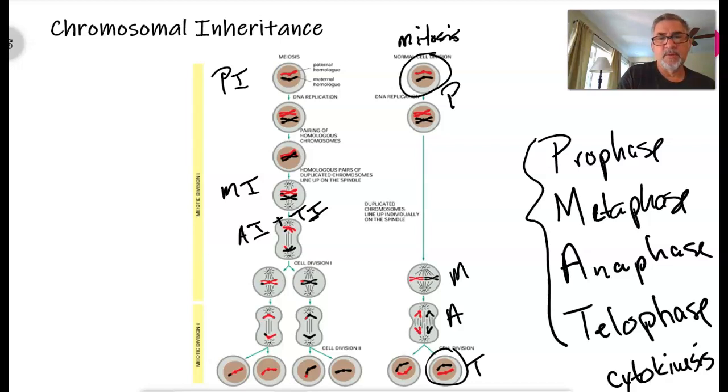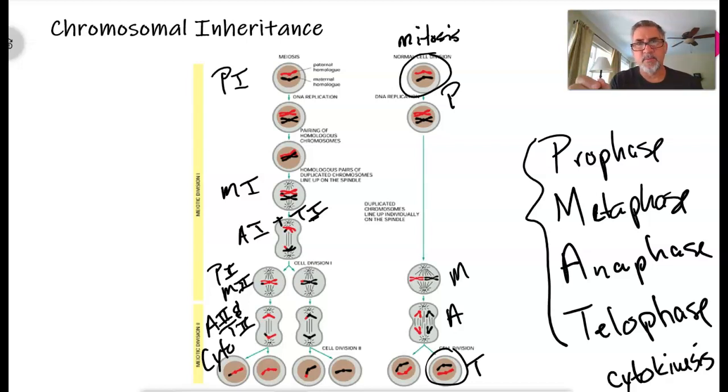But then at some point, we'll have prophase 2, metaphase 2, right? And then we have cyto, right? Cytokinesis. So you'll notice that now I have 4 daughter cells, and each of those are different from where we started, right?